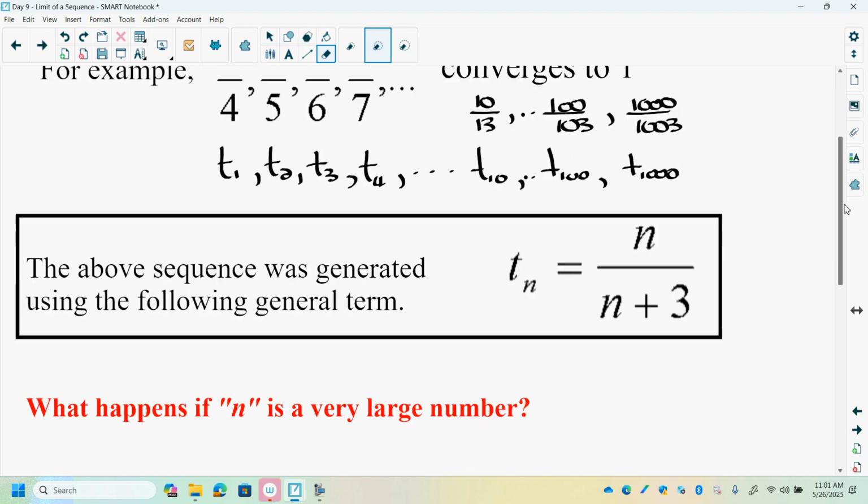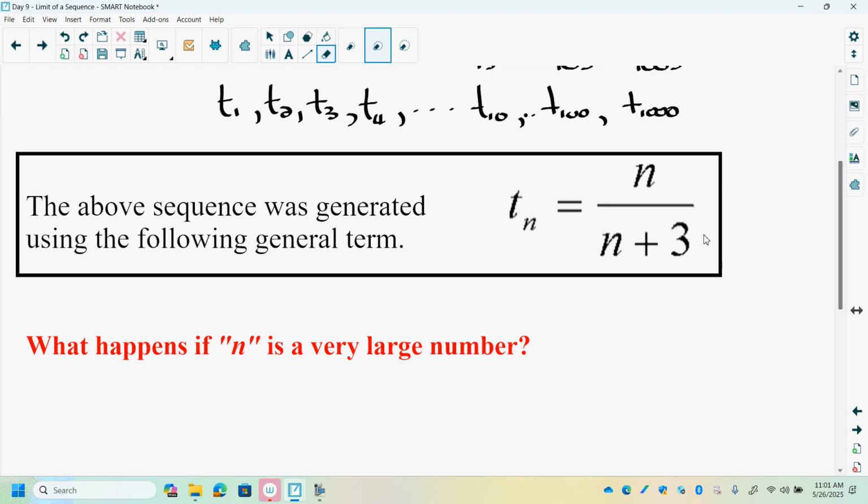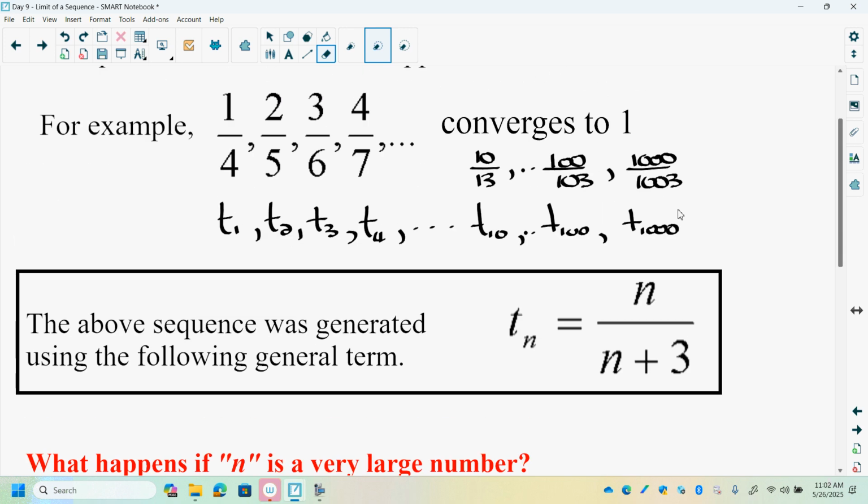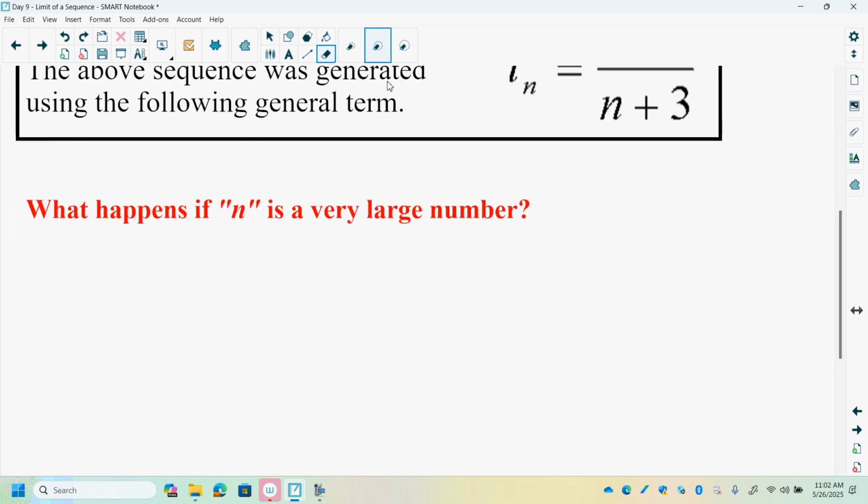Okay? Now, what we would do to solve that algebraically is we would find, it says what happens if n is a very large number? Well, that's what I was trying to show here. As n becomes larger and larger, you can see that the sequence is converging on 1. We could write that using a limit. I could say the limit as n approaches infinity, n being a very large number, so we'll say n is going to infinity, of the expression n over n plus 3.